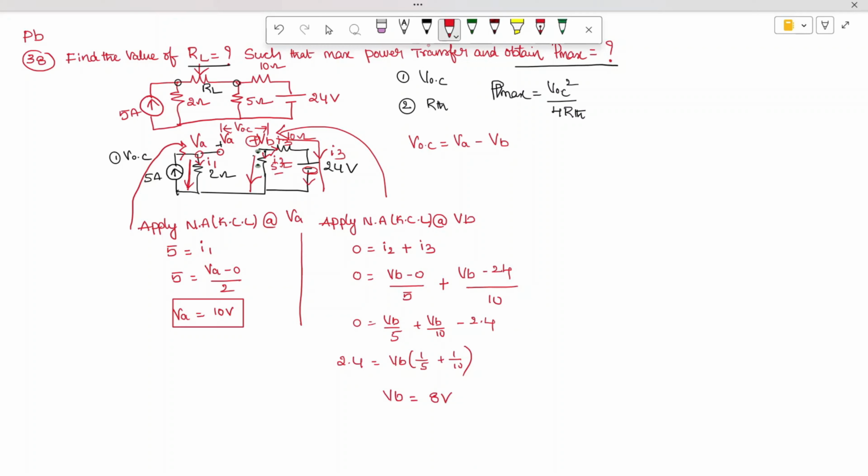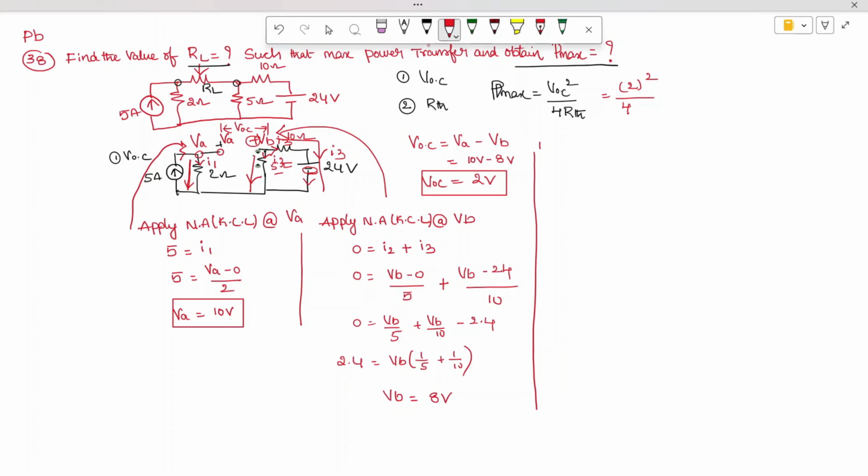But actually what I require is VOC, which is VA minus VB. VA is 10. VB is 8. So 10 minus 8, we get VOC equal to 2 volts. So P maximum is equal to 2 square divided by 4 into R Thevenin. Now we need to find the value of R Thevenin.